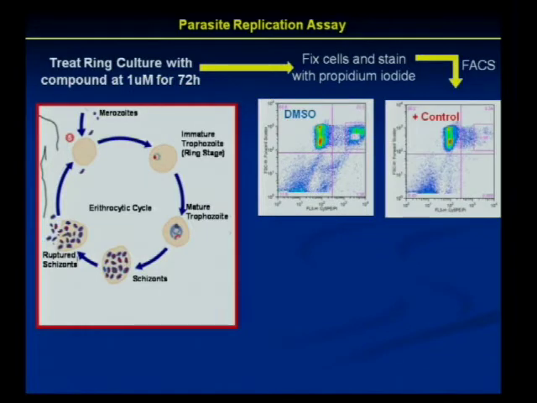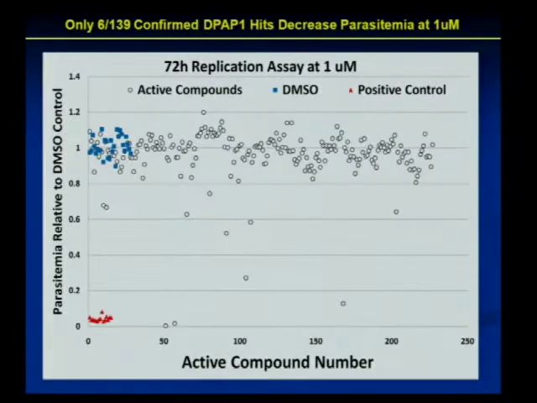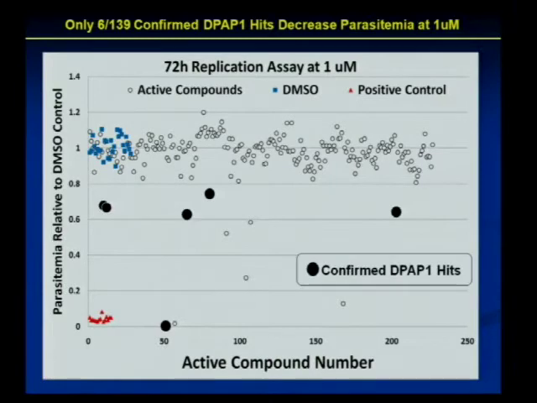And that's a positive control of an inhibitor that kills parasites. You can see a real decrease in schizonts. That assay has a good Z prime, and we were able to use it to screen those 227 compounds. We find only 11 compounds that significantly decrease parasitemia. Everything below 0.8 is a significant decrease, and only 6 of those were confirmed DPAP1 hits that show a dose response.